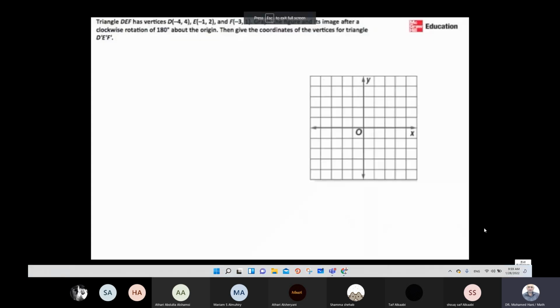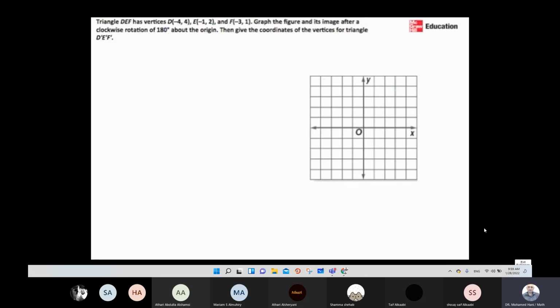Triangle DEF has vertices D(-4, 4), E(-1, 2), and F(-3, 1). Graph the figure and its image after a clockwise rotation of 180 degrees about the origin. Then give the coordinates of the vertices for triangle D prime, E prime, F prime.